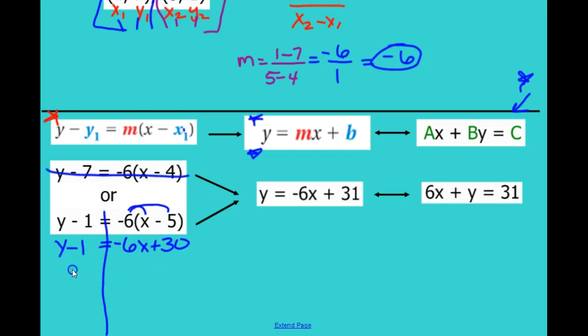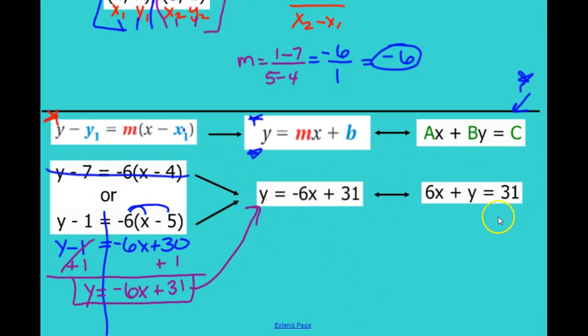And then get x by itself, add 1. So we have y equals negative 6x, and 30 plus 1 is 31. Well, that happens to be exactly what they have written here. These are just showing you that, yes, it is working. We solve for y, and we get slope-intercept form.